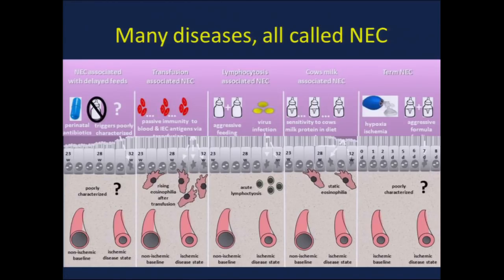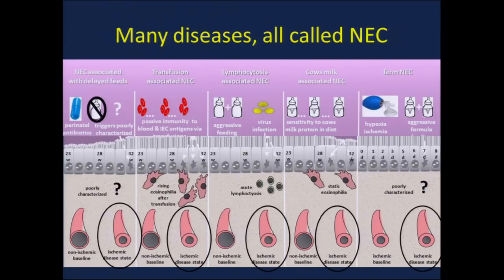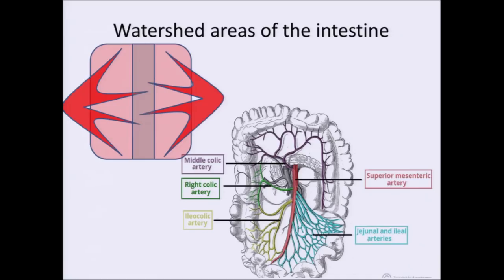So all of them actually started from a non-ischemic baseline, but all of them are associated in one thing. They end up with an ischemic picture, or ischemic bowel. So as we have watershed areas in the brain, we also have watershed areas in the intestine. We have some areas in the intestine more sensitive to ischemia than the others.